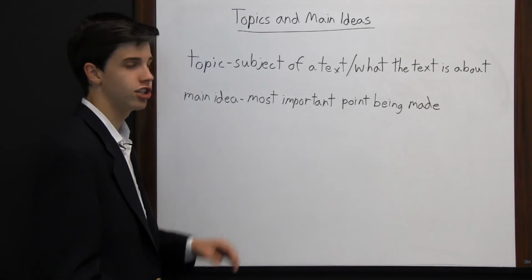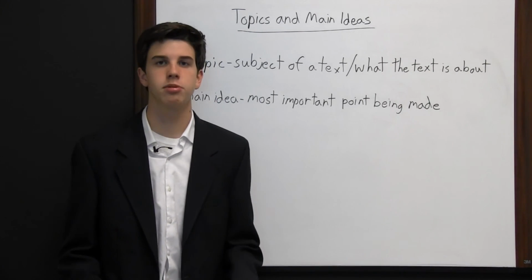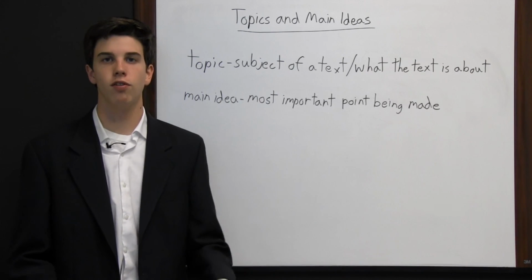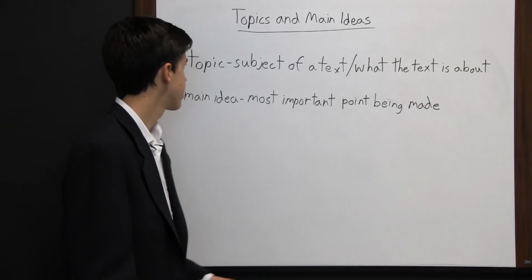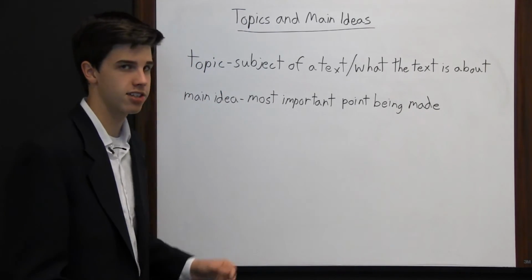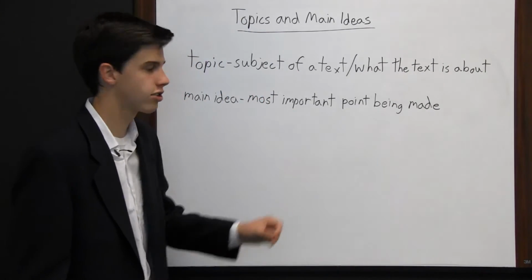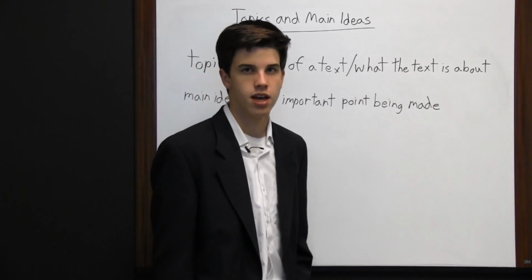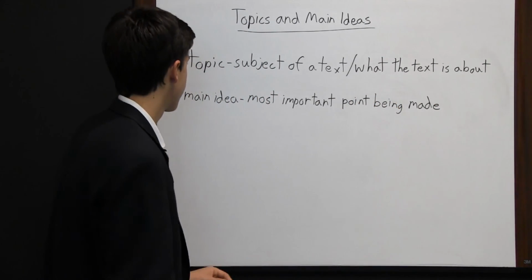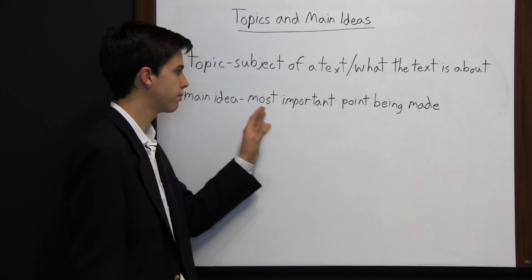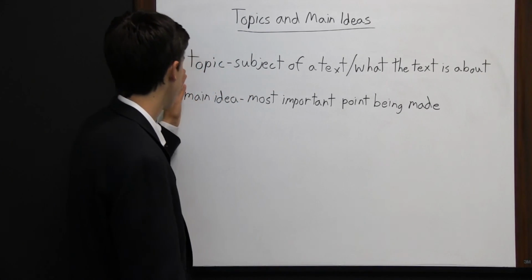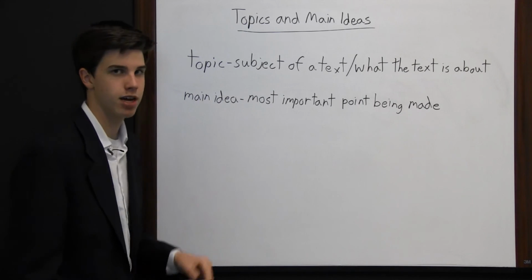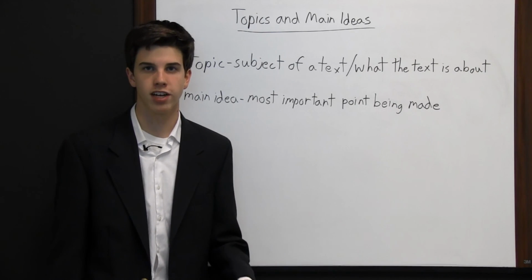So a topic is very general. A topic is not specific at all. It just tells an overview of what the paper or the paragraph is about. So the topic of a paper could just be tennis. That's the subject of the text, or the text is about tennis. But the main idea is more specific. The main idea is like a thesis statement. It's the most important point being made in the paper. So while the topic might be tennis, the main idea would be tennis is a good form of exercise.